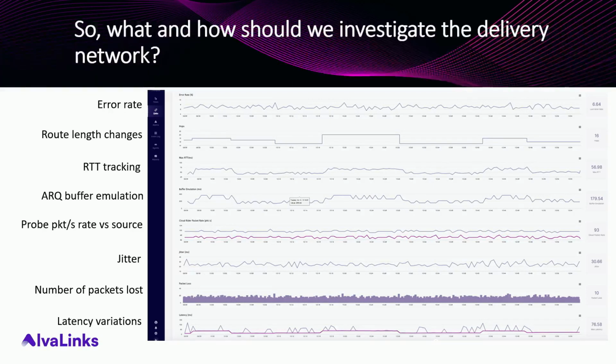You can see an impact on RTT going up and down based on the changes. You can see something that we are doing, like ARQ buffer emulation, based on the condition that we detect. We can see the rate going up and down. This is the difference between the original source and the destination, which is caused by the packet loss. The delta is here. We can see the jitter, we can see events, we can see latency changes that are in response to the routing changes.